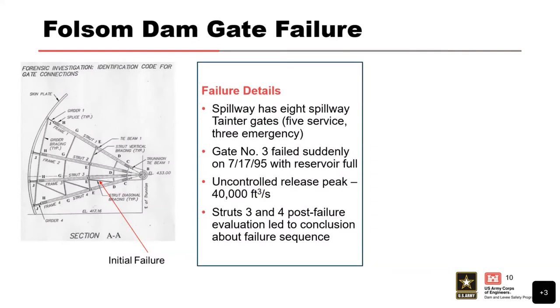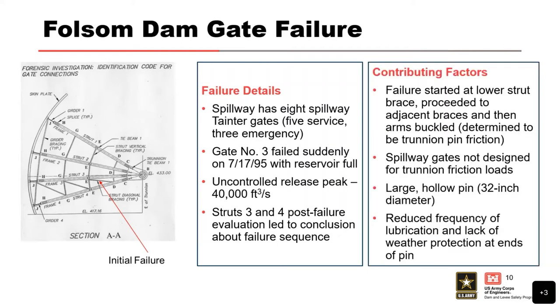But one interesting part of this is that the gate operator, after noticing this failure, drove down to the downstream dam, which is about 10 to 15 miles away, Nimbus Dam, and I believe it was an unmanned facility, so he couldn't call someone. He knew the operation at that dam as well, drove downstream, and was able to open the gates at Nimbus to prevent those gates from overtopping and potentially resulting in much more consequences downstream. So there was no life loss, thankfully, from the Folsom radial gate failure, and really no major damage downstream.